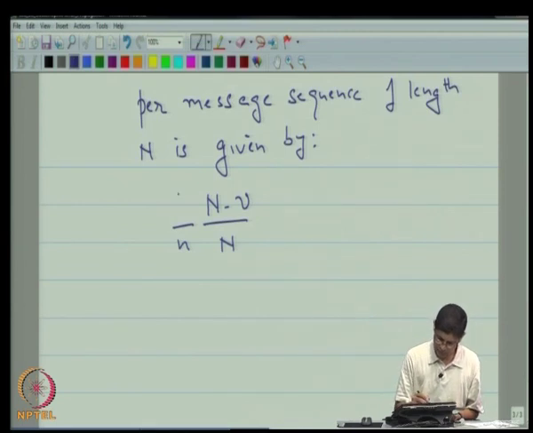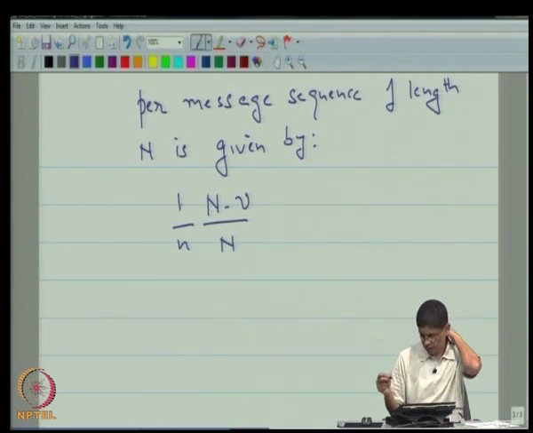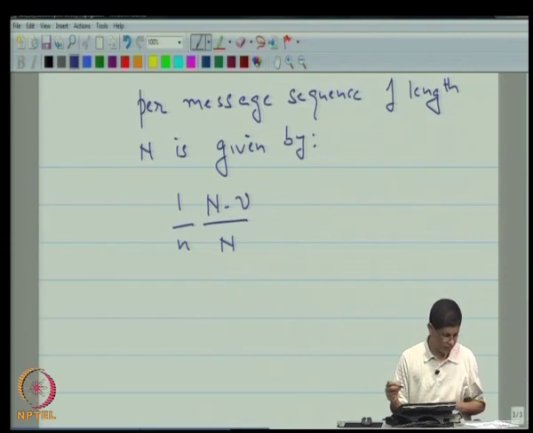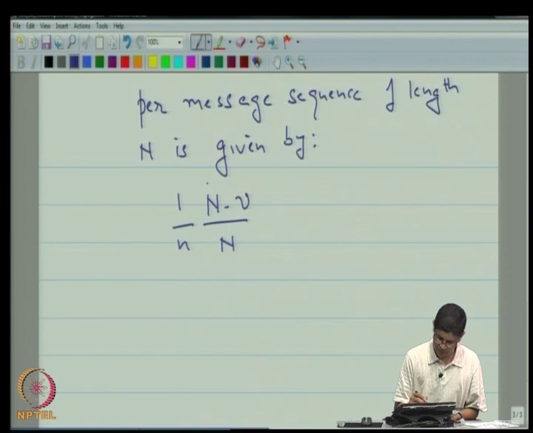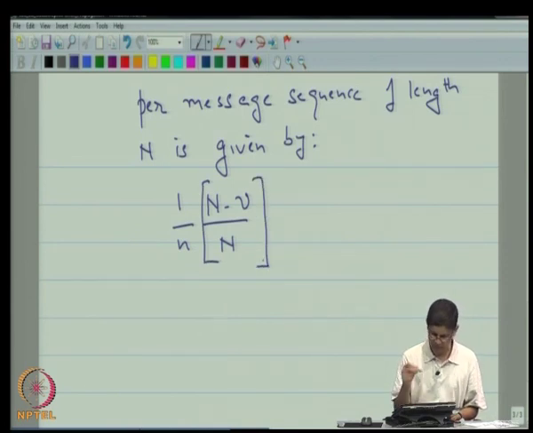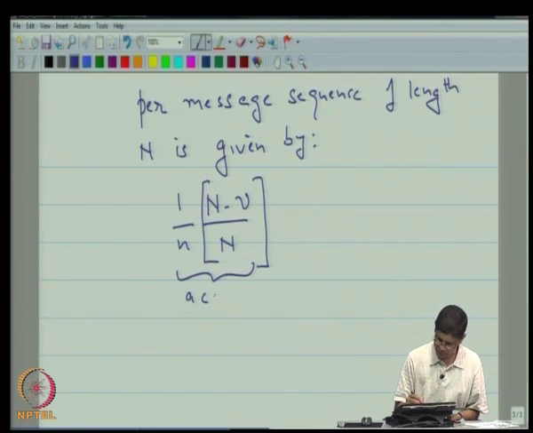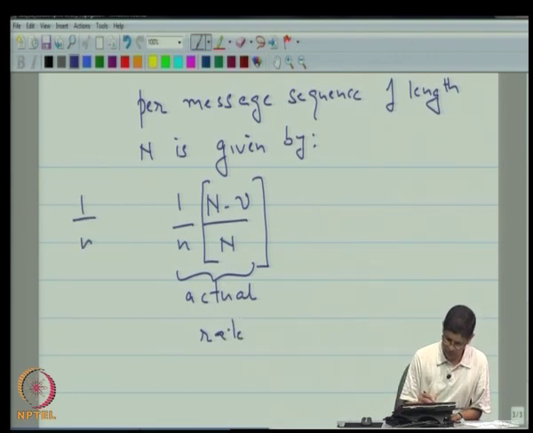So, the nominal rate of the convolutional code is 1 by n, but the fact that you actually introduced these trailing zeros brings in this other factor. So, this is your actual rate, so that the loss in rate is this.